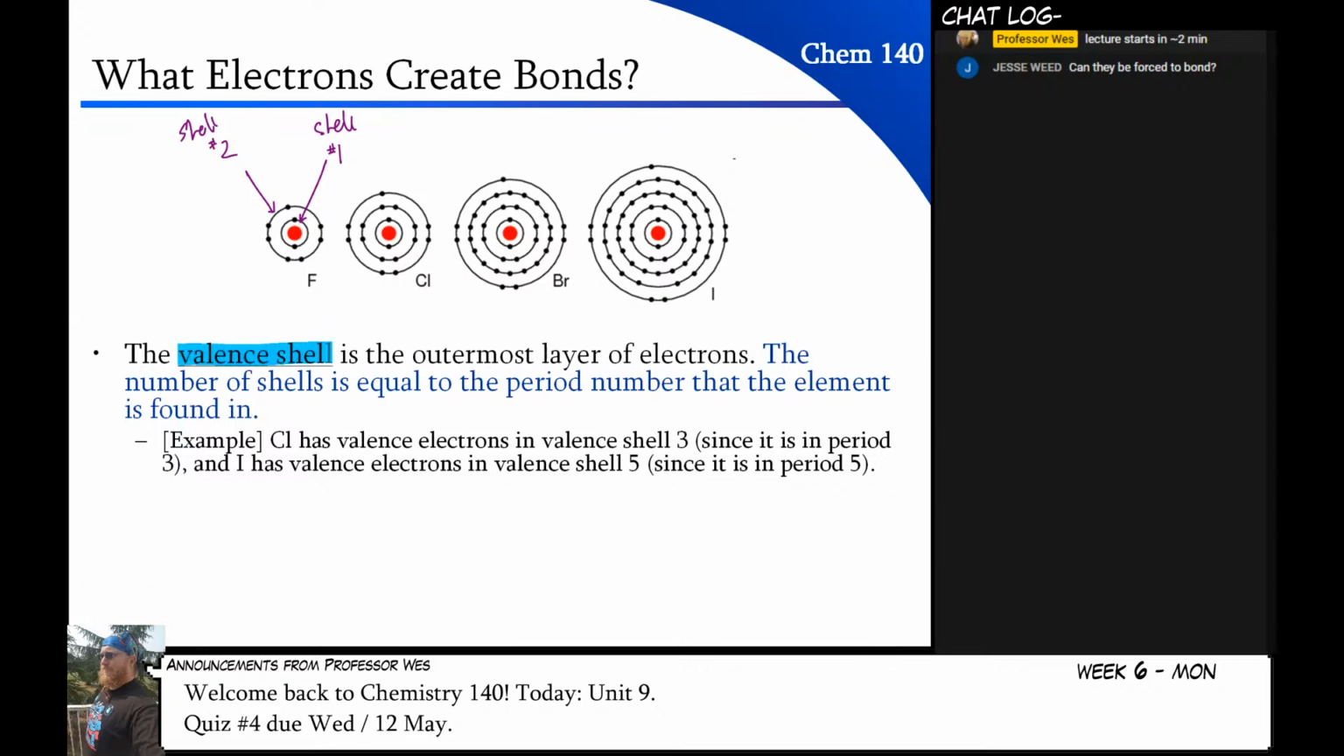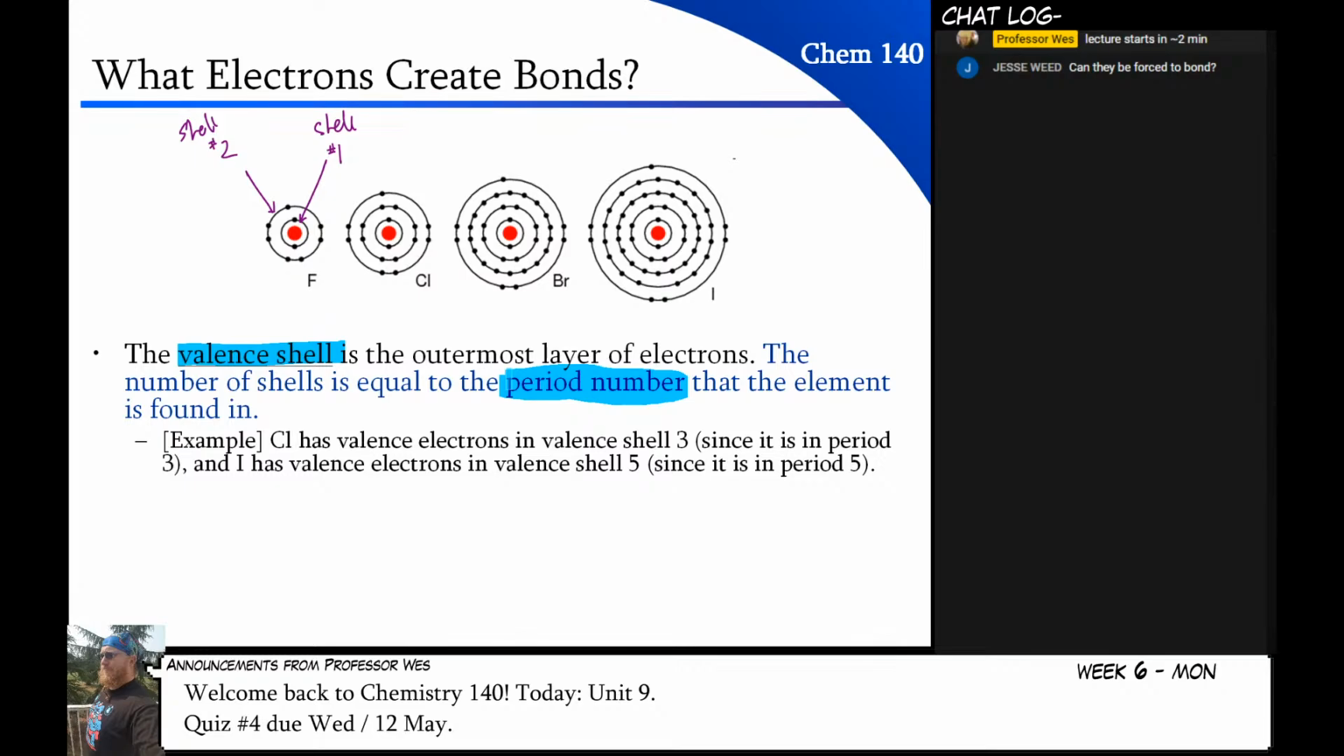So we're going to say the valence shell is equal to what layer the outermost electrons are. And that's equal to the period number. So if you look at a periodic table and you count periods going down, 1, 2, 3, 4, 5, whatever period your element is in, that's going to be how many shells of electrons there are. So in the example here, chlorine is in valence shell 3 because it's in period 3. So chlorine has 3 layers of electrons. Iodine has 5 layers of electrons because it's in period 5.